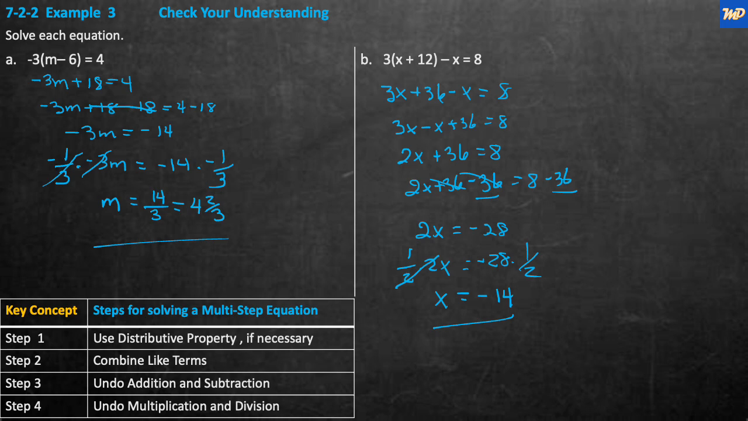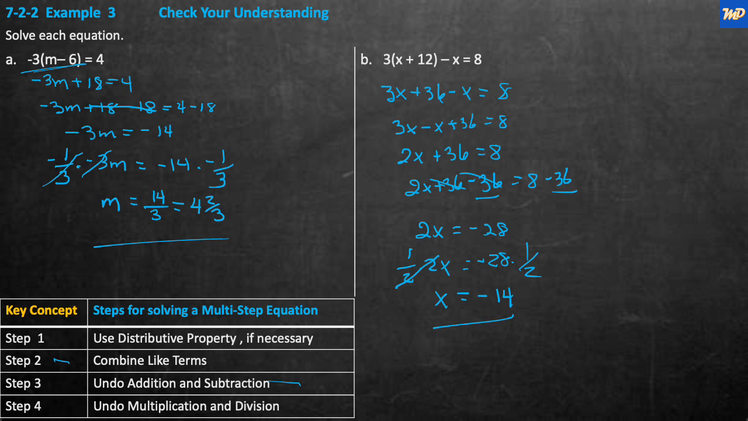And the key concepts that they show down here for solving multi-step equations. First, take care of the distributive property if necessary. If things are handled like they are up here with like minus 3 times m minus 6, then remove that first by multiplying through. Combine the like terms, then undo the addition and subtraction like we did here. We moved the 18 to both sides, minus 18 on this side and this side. Undo the addition and subtraction, and then undo the multiplication or division.